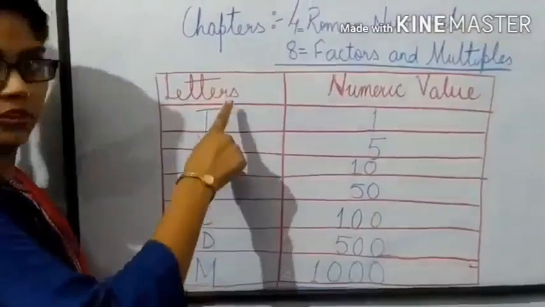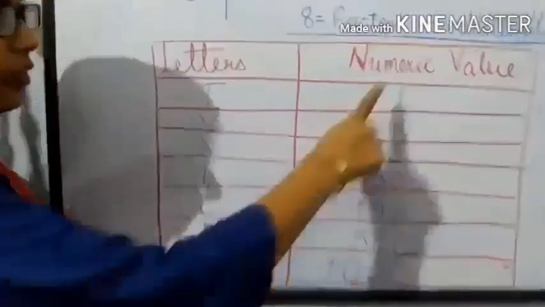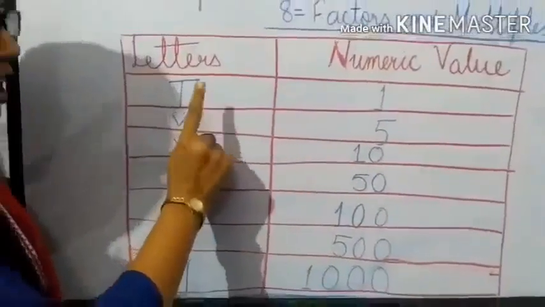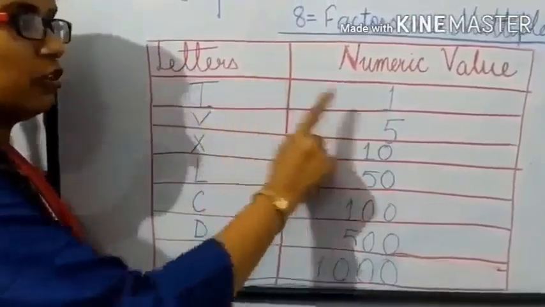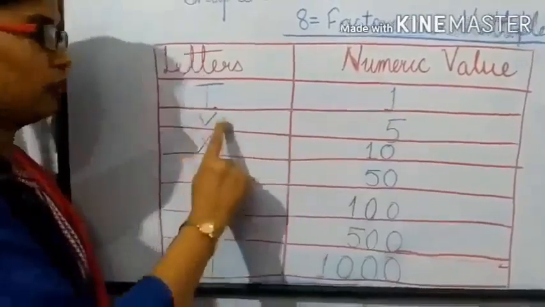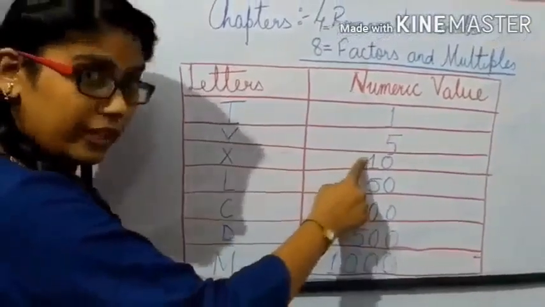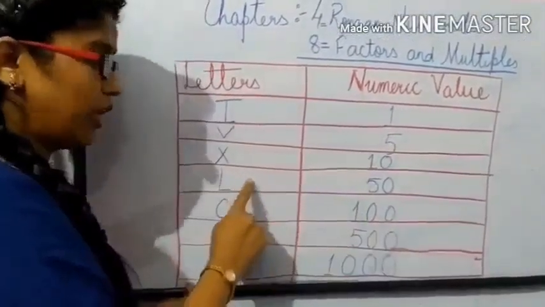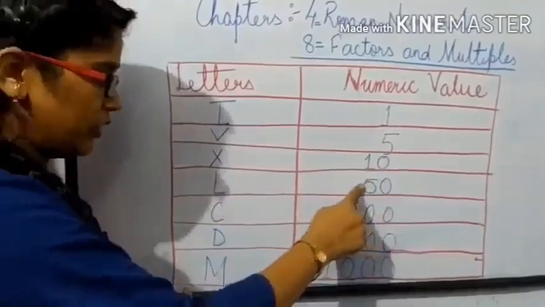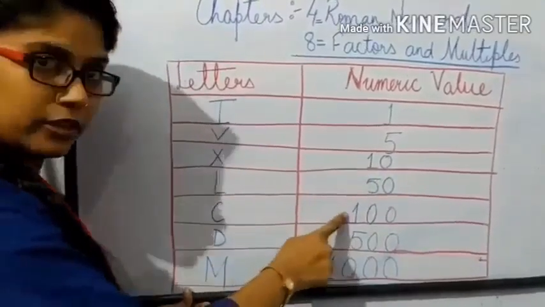So see children, these are the 7 letters and their numeric values. See here, I is 1. It means the value of I is 1. The value of V is 5. The value of X is 10. Okay. The value of L is 50. The value of C is 100.